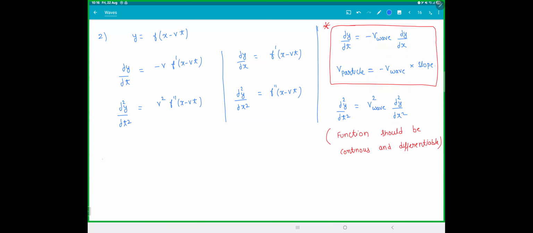The third condition, the function should be bounded. Meaning it should not go to infinity for any value of x and t. Even if I put x as infinity, the value should not go to infinity. So it is finite for all x and t. It must be a bounded function. If anything satisfies these three conditions, then it is a wave equation.